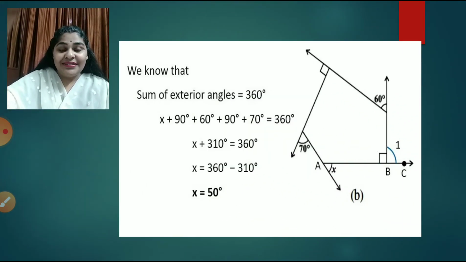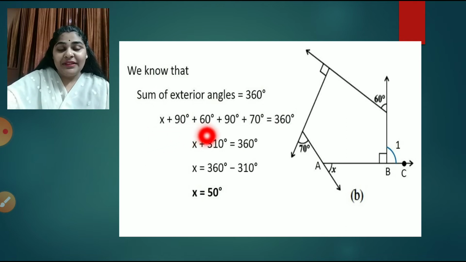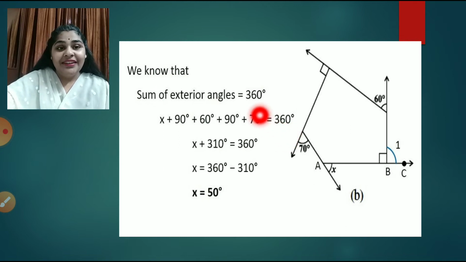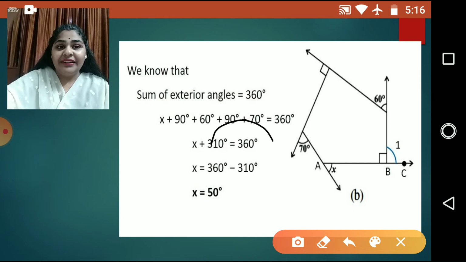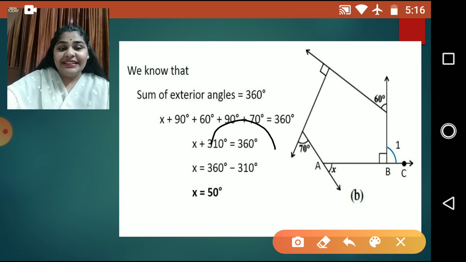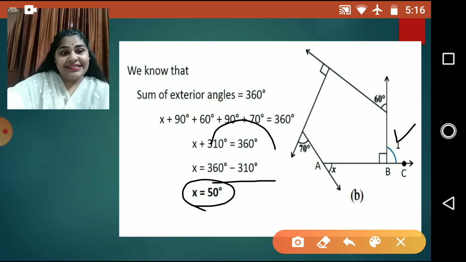So now let us substitute, that is we know that the sum of the exterior angles is equal to 360 degrees. So x plus 90 degrees plus 60 degrees plus 90 degrees plus 70 degrees is equal to 360 degrees. After adding all this, that is 90 plus 60 plus 90 plus 70, we get 310 degrees. Now here we transpose 310 to the right hand side. It will be 360 degrees minus 310 degrees, which is nothing but equal to 50 degrees. That is, x is equal to 50 degrees.